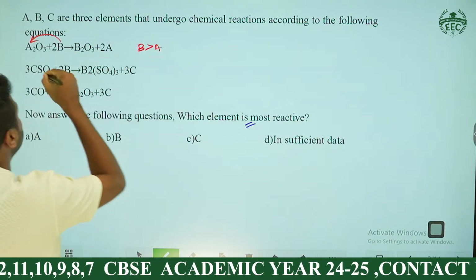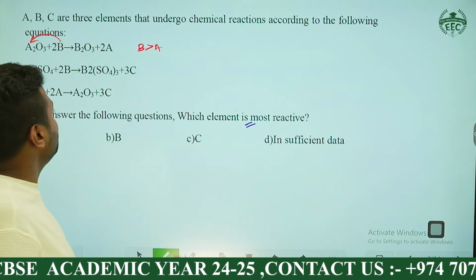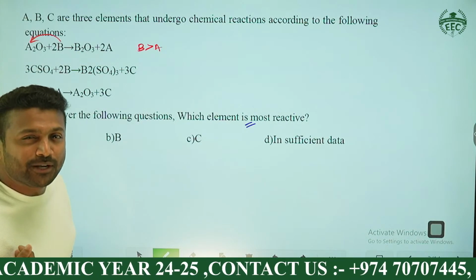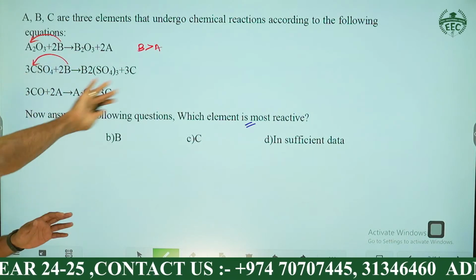From the second one, 3CSO4 plus 2B giving B2(SO4)3 plus 3C, what can you say? B is coming and sitting in place of C, kicking C out. It's called what?